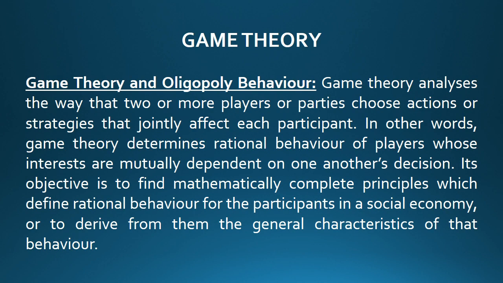Game theory and oligopoly behavior. Game theory analyzes the way that two or more players or parties choose actions or strategies that jointly affect each participant. In other words, game theory determines rational behavior of players whose interests are mutually dependent on one another's decisions. Its objective is to find mathematically complete principles which define rational behavior for the participants in a social economy, or to derive from them the general characteristics of that behavior.